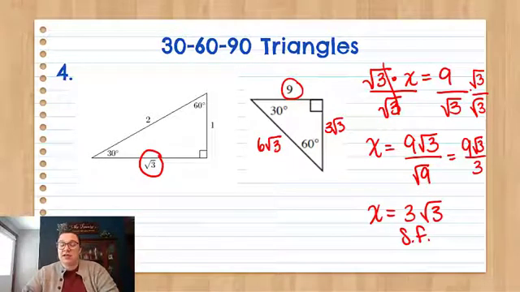This is as tricky as they come, guys. I hope this has been a good review of 30-60-90 triangles. In the next video, we'll do 45-45-90s. See you then.